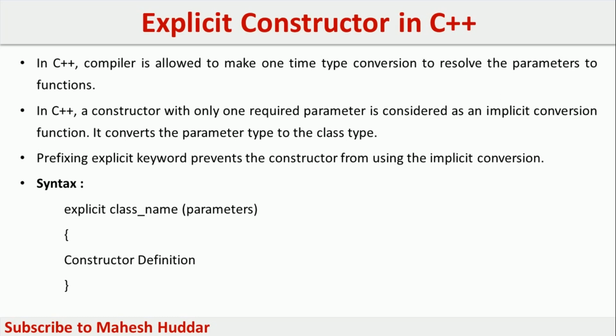So if you don't want that implicit conversion to take place, you can prefix explicit to that particular constructor. So this is the syntax for that explicit constructor. Explicit keyword followed by class name and then the parameters. This is the constructor definition. So how many parameters is it expecting? It should be only one parameter. If you have more than one parameter, you cannot use explicit constructors in that case.